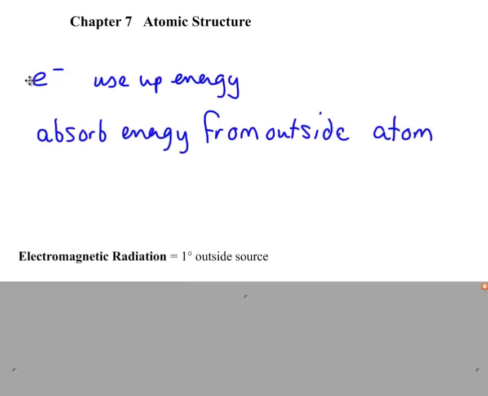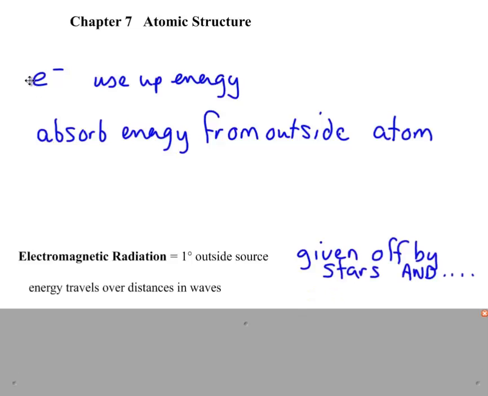Those electrons, as they move, use up energy. But yet they maintain their distance from the nucleus. They don't just crash right into the nucleus. How come? Well, the primary reason is they absorb energy from the outside. Turns out electromagnetic radiation is the primary outside source. Electromagnetic radiation is the energy that is given off by stars and various other things.